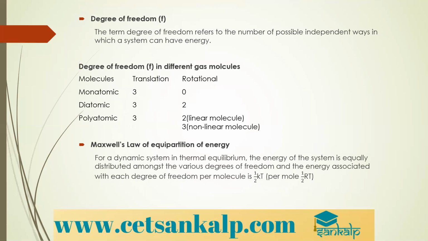So here, degree of freedom for different molecules we have, that is monoatomic, diatomic, polyatomic. Monoatomic means single, diatomic means double, polyatomic means many. So translational motion for monoatomic it is 3. If it is rotational motion, the degree of freedom value is 0. For a diatomic molecule, if it is translational motion, then the degree of freedom is 3, and for rotational motion it is 2.